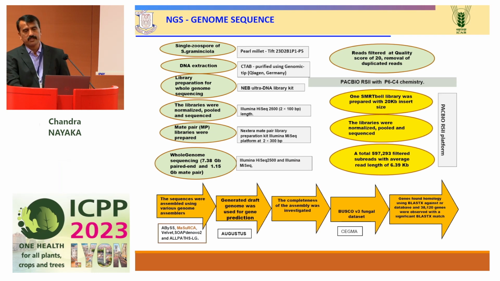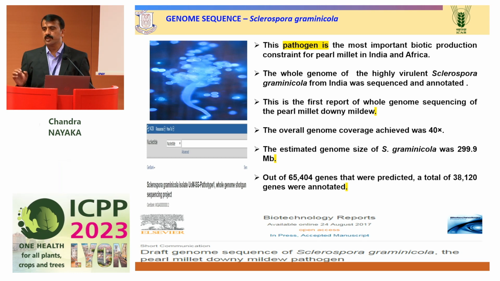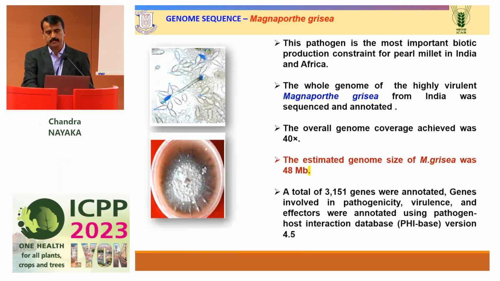We sequenced, for the first time, a biotrophic oomycete pathogen in any crop, using Illumina as well as PacBio. This is the first report of genome sequencing of Sclerospora graminicola. The overall genome coverage is 40x, and the genome size is around 300 MB. 65,000 genes were predicted, and a total of 38,120 genes were annotated.